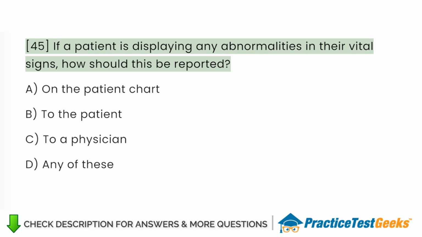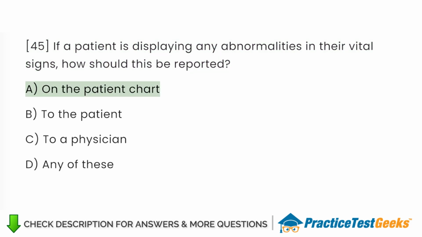If a patient is displaying any abnormalities in their vital signs, how should this be reported? A. On the patient chart. B. To the patient. C. To a physician. D. Any of these.